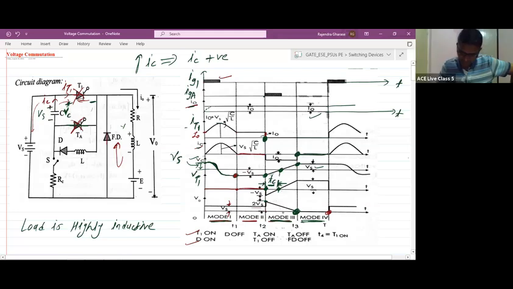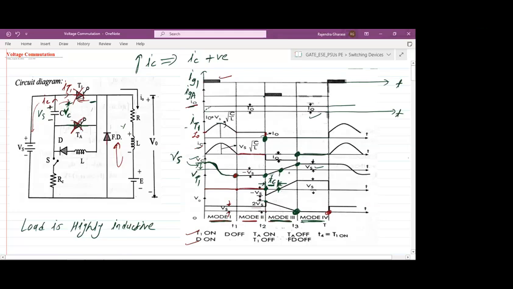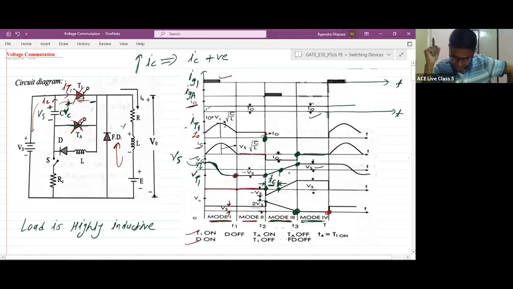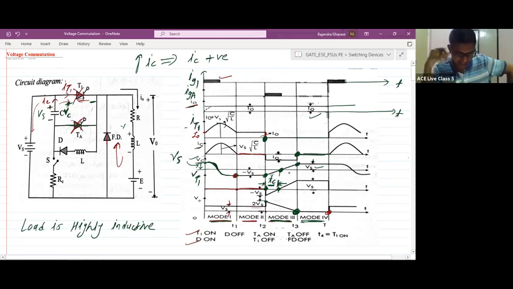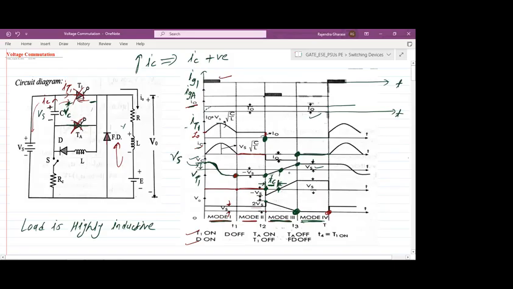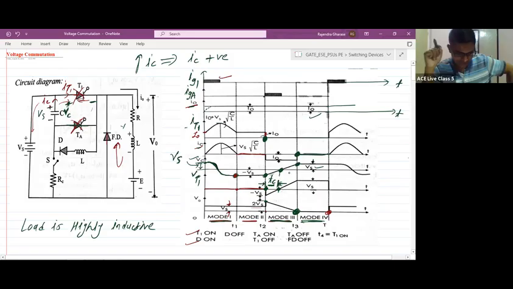Sir, when it charges to plus Vc, could you explain that? I understand through the mathematical ramp signal, but conceptually I want to understand how the capacitor charges to plus Vs. I understand mode 3 through the ramp signal. Sir, in mode 3.